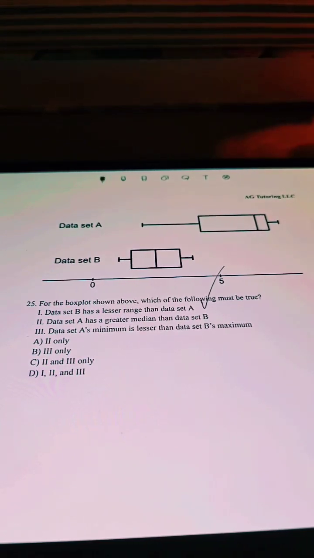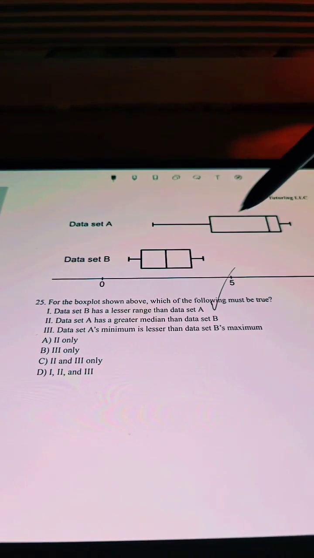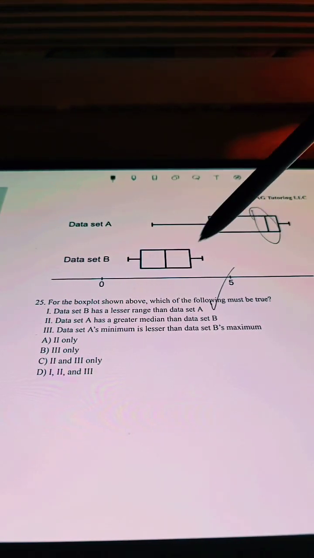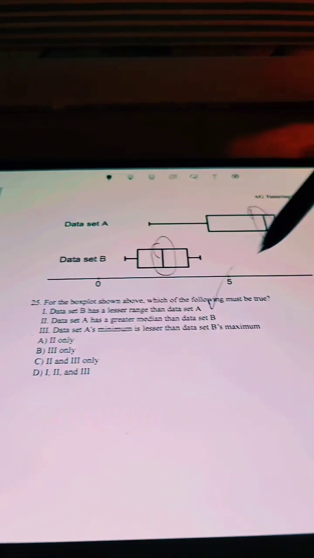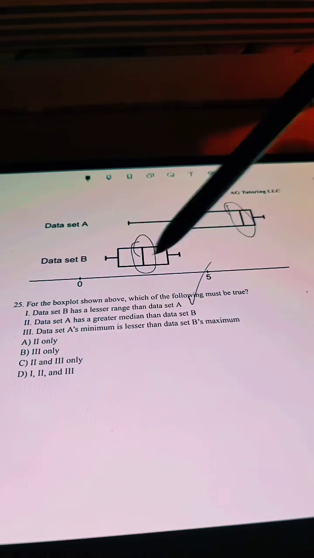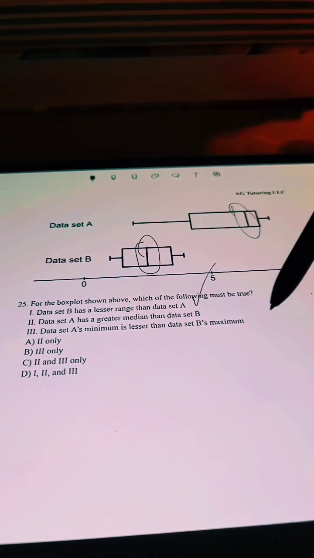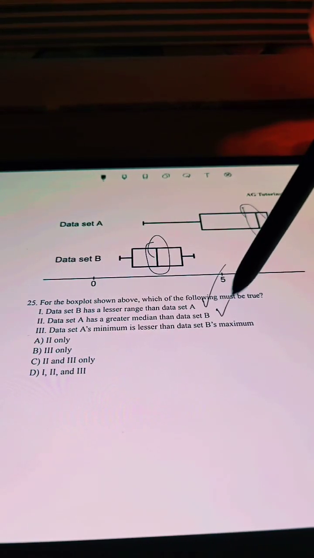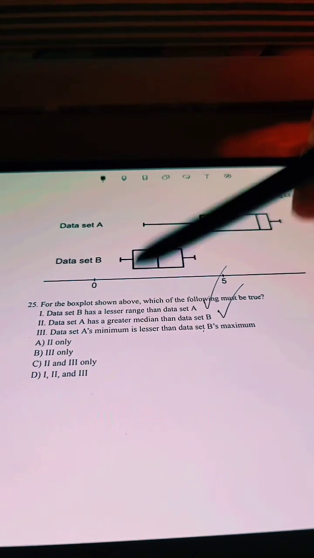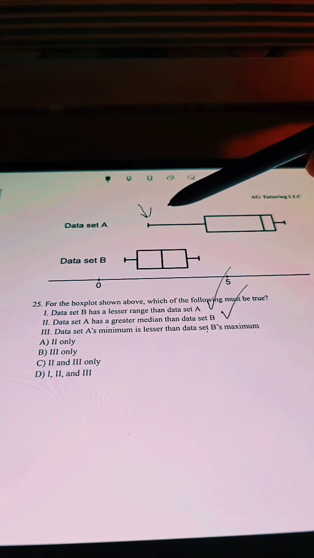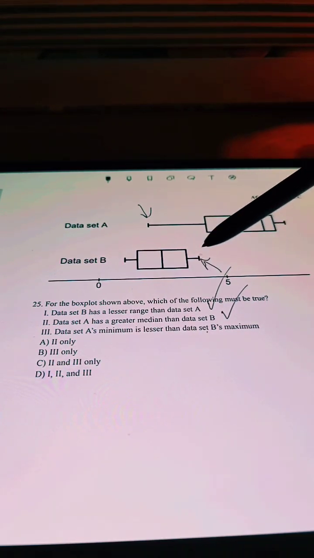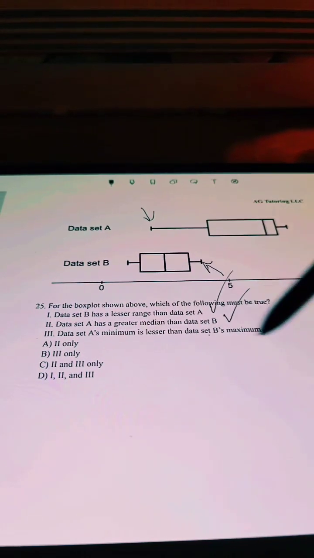Okay, so let's keep going. Dataset A has a greater median. Remember, this line right here is the median. Has a greater median than dataset B. That tracks, because this is past 5, and this is probably around 2.5-ish. So that tracks. So dataset A's minimum, this guy, is lesser than dataset B's maximum, which is this guy. So yes, that is in fact true.